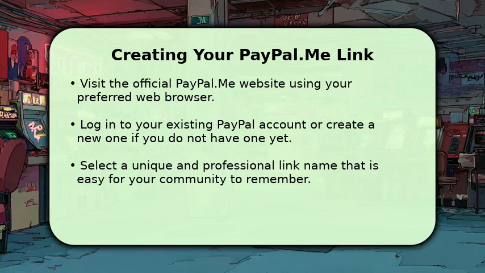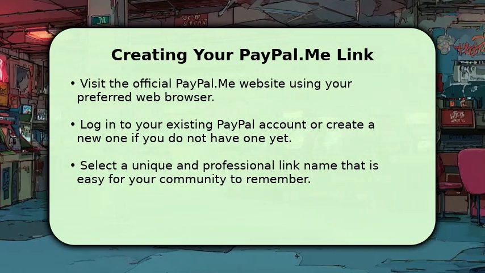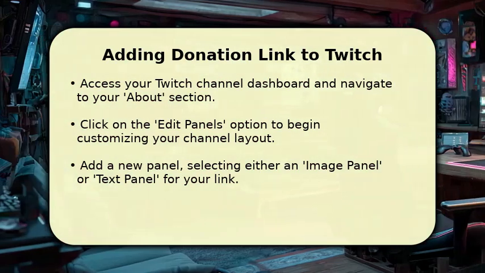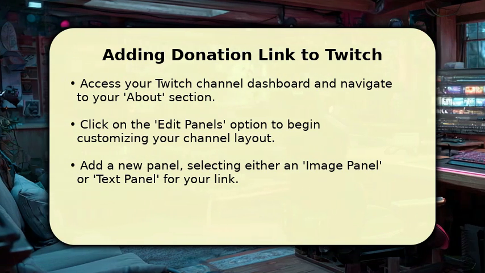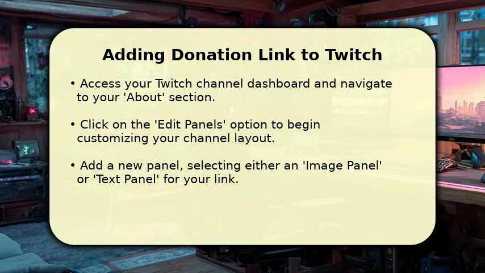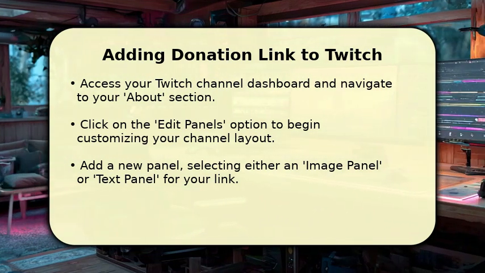This personalizes your link and makes it easy for viewers to remember and access. Be sure to pick something that clearly represents your brand. Once you have your paypal.me link, log in to your Twitch account. Go to your channel page, then click on the Edit Panels button. Select the option to add a new panel, choosing either a text or image panel.